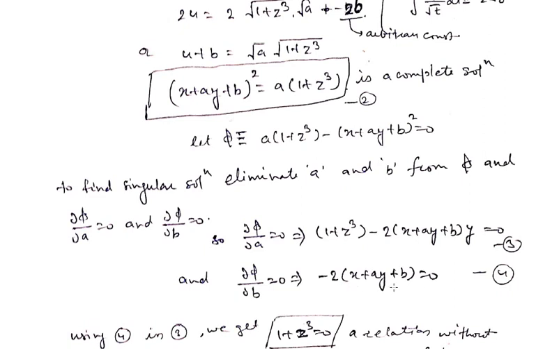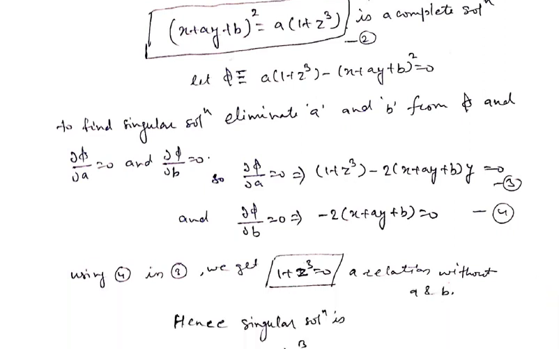So from here x plus ay plus b equals 0, putting this value of x plus ay plus b in the previous equation, it gives 1 plus z cube equals 0. When we put x plus ay plus b equals 0 here, we get the relation 1 plus z cube equals 0. This is a relation without a and b. So we get 1 plus z cube equals 0 as the singular integral. The singular integral will be 1 plus z cube is equal to 0, a relation without a and b.